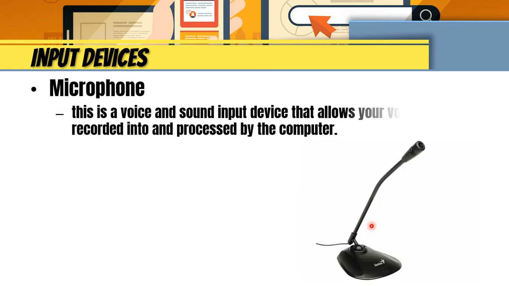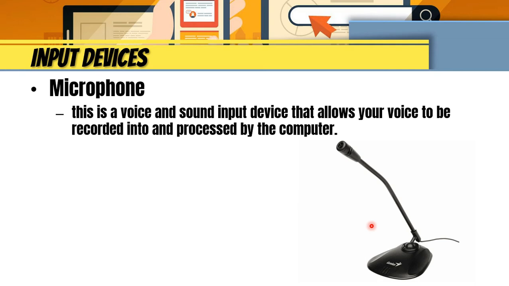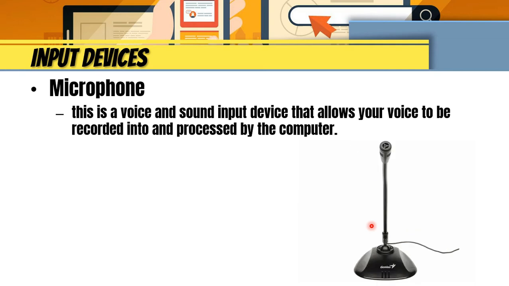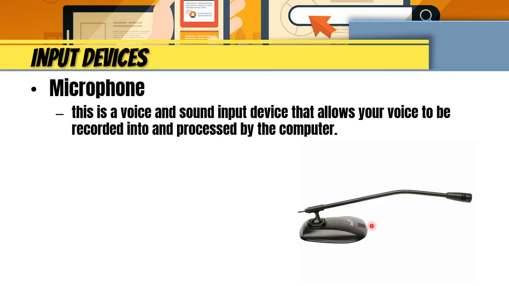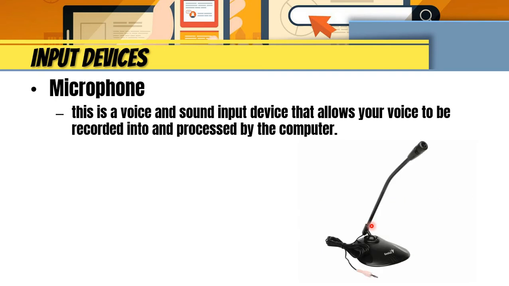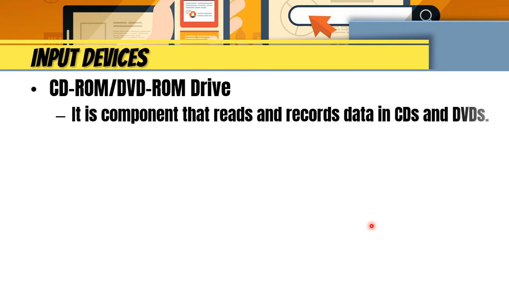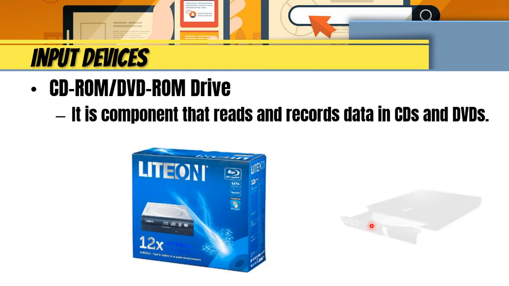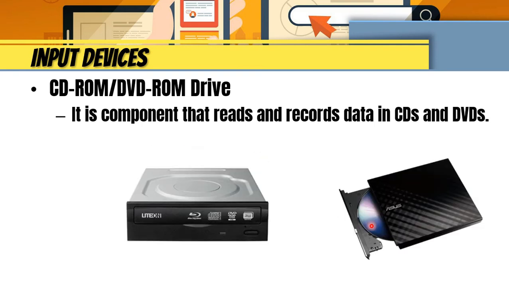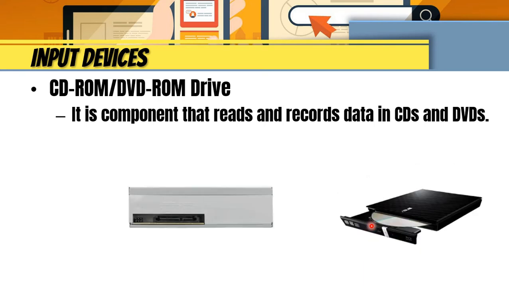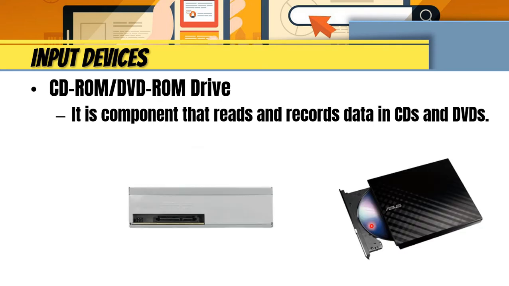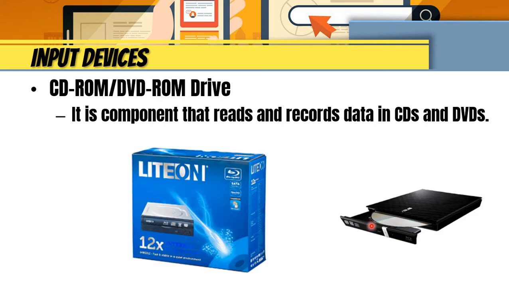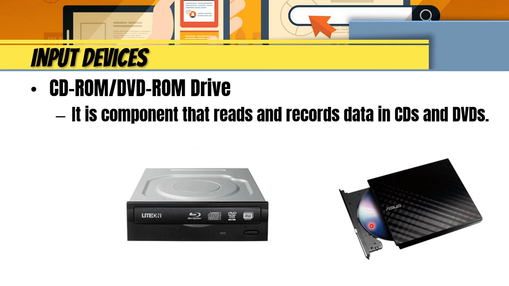Next is the microphone. Kasi naglalagay tayo ngayon or nag-i-input tayo ngayon ng mga voice natin through the microphone sa loob ng ating computer. So that is the microphone. It records our voice. Next, we have the CD-ROM or the DVD-ROM. So this is the place where we put our CD. Okay, so ito yung device na nag-read ng ating CD para malaman natin kung ano ang nilalaman ng ating optical disc.